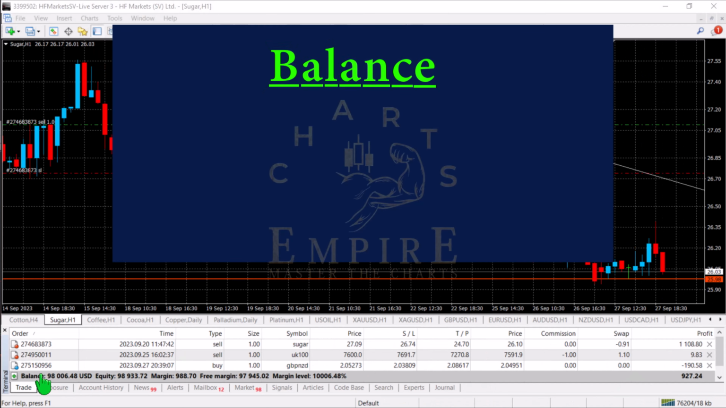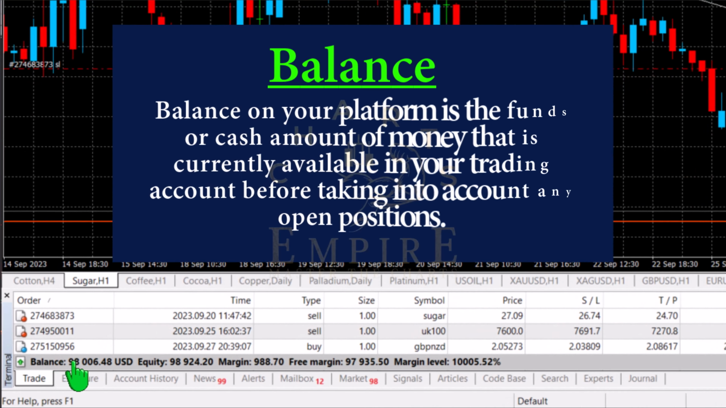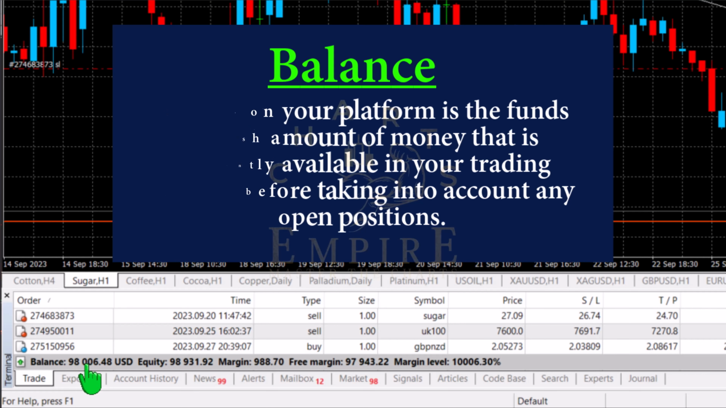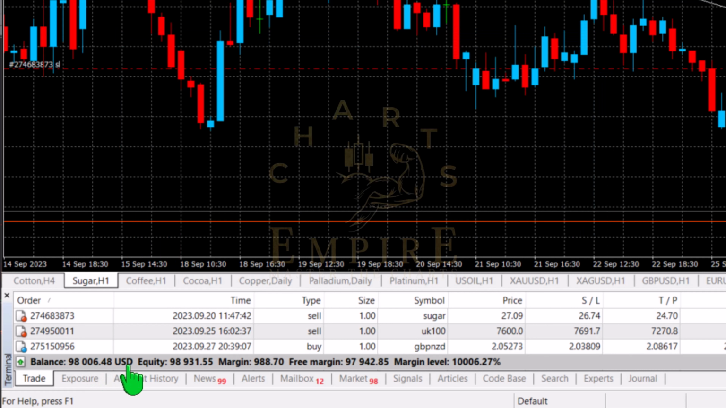1. What does the balance on your trading account terminal mean? The balance on your platform is the funds or cash amount of money that is currently available in your trading account before taking into account any open positions. As you can see on this balance account, my trading account-based currency is in USD. Account-based currency means the primary currency of your account as specified in your account opening with your brokerage firm.